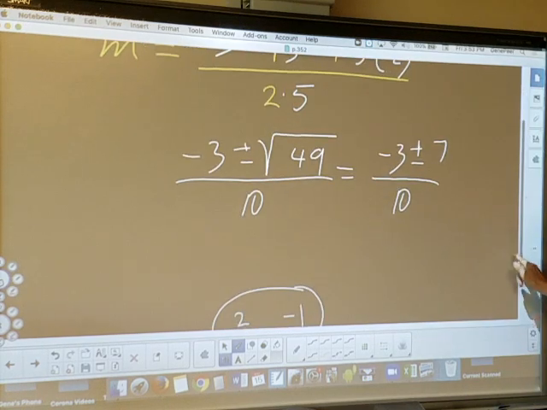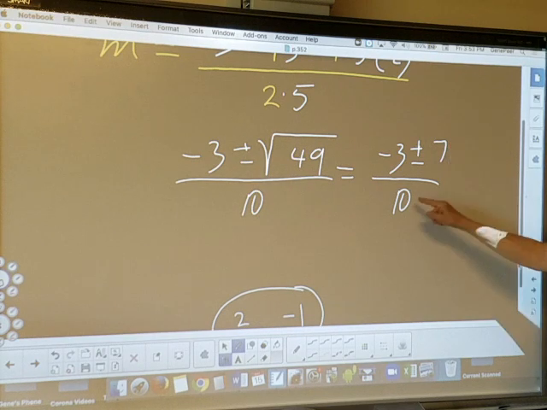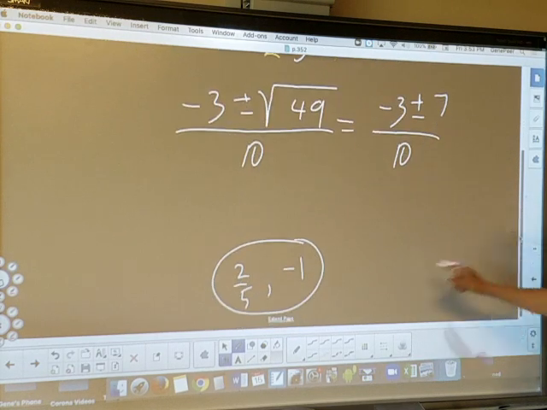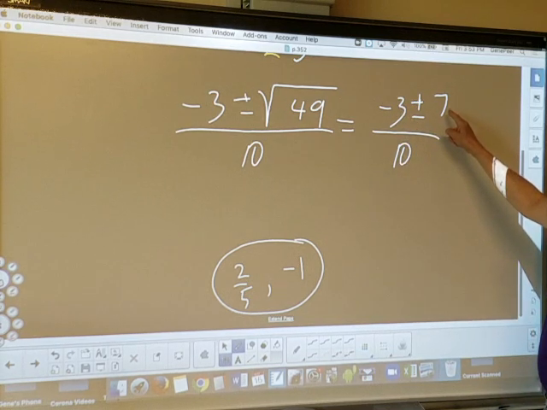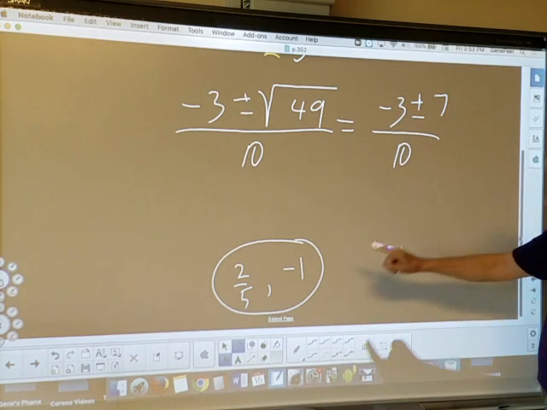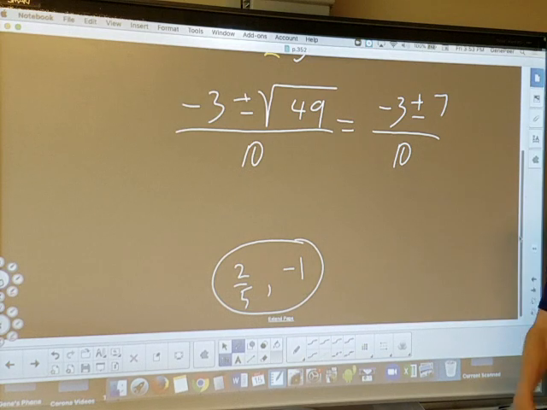And that gives us, well, negative 3 plus 7 is 4. 4/10 is 2/5. Then negative 3 minus 7 is negative 10. Negative 10 divided by 10 is negative 1. We get our 2, not 1, but 2 answers.